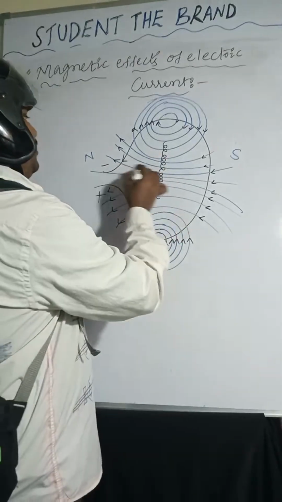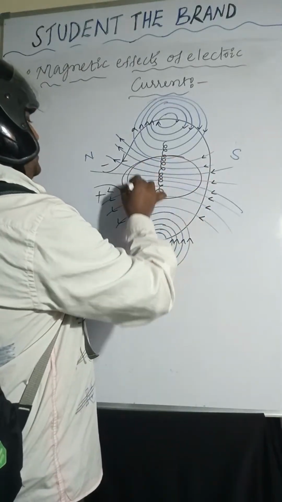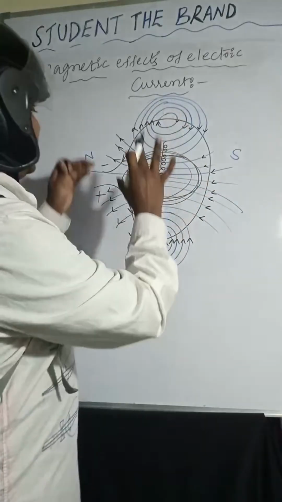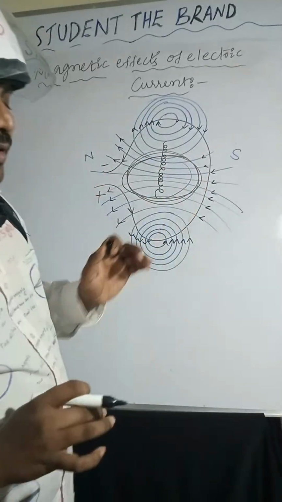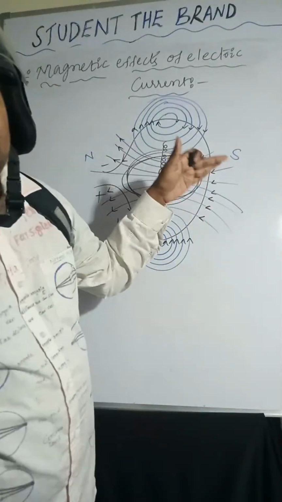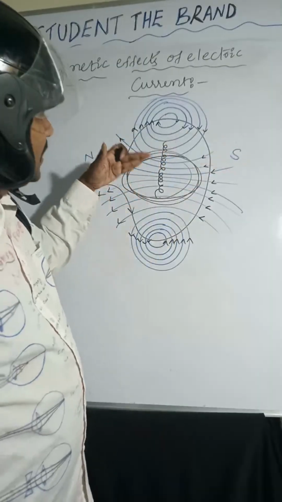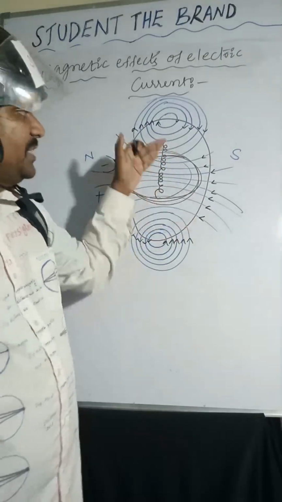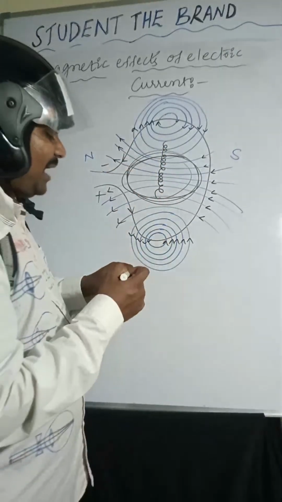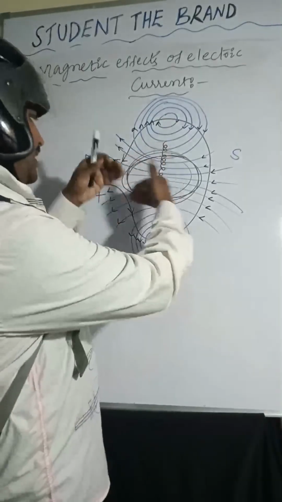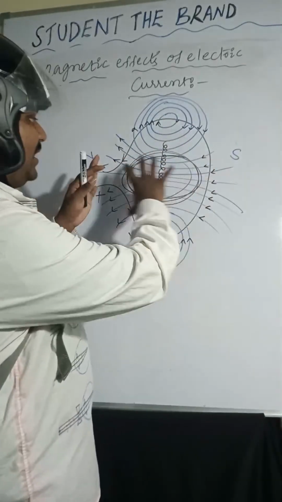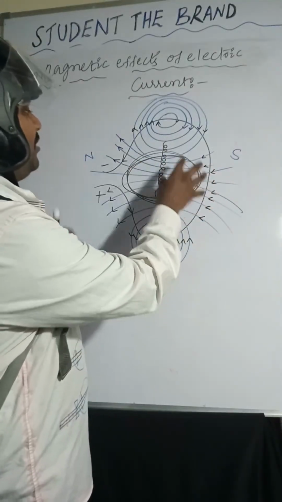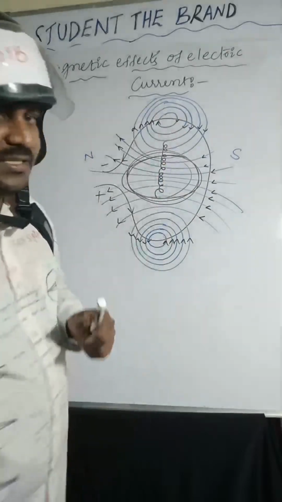So the magnetic field will be more at the center than at the edges. A uniform magnetic field will be produced because the lines become parallel to each other, so one magnetic field is added to another. That's why the magnetic field will be uniform, and more at the center than at the circumference.